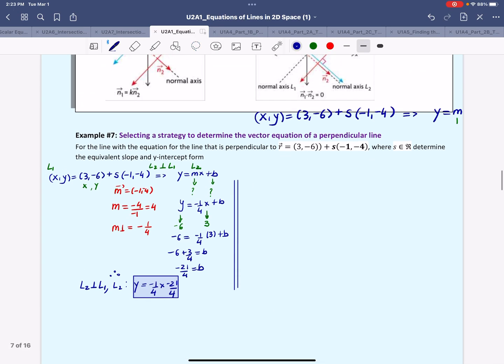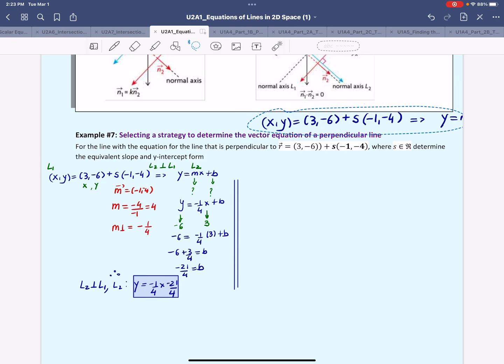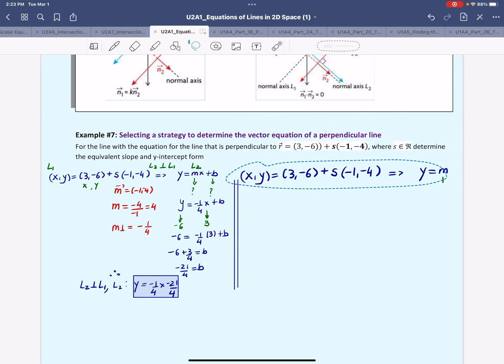So what we are told in here is that we have this equation xy equals 3, negative 6 plus s times negative 1, negative 4, and we want to create the equation in the form y equals mx plus b. So we need the value of the slope, and we can find the slope by using the direction vector. I will call the direction vector here m2, and the direction vector here will be m1.